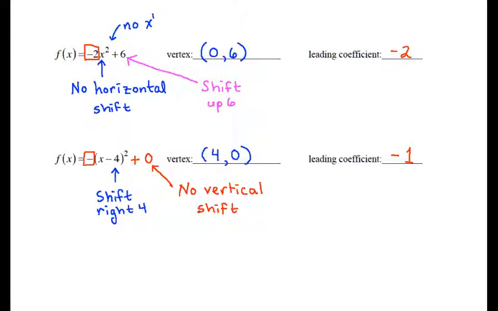So these cases where we have no horizontal shift or no vertical shift, sometimes they don't look exactly like the formula to us at first glance. And that's where we need to be comfortable enough, maybe by getting lots of practice with these, we need to be comfortable enough to still be able to recognize them.